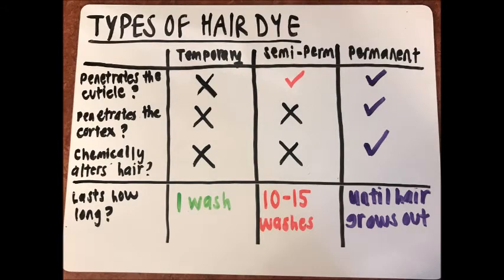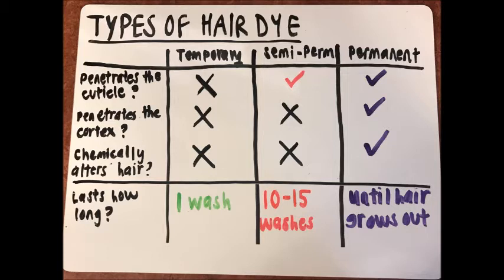These are the three different types of hair dyes: temporary, semi-permanent, and permanent. Temporary hair dyes only coat the outermost layer of hair, which is the cuticle, and they do not penetrate past this layer, therefore last only one wash.